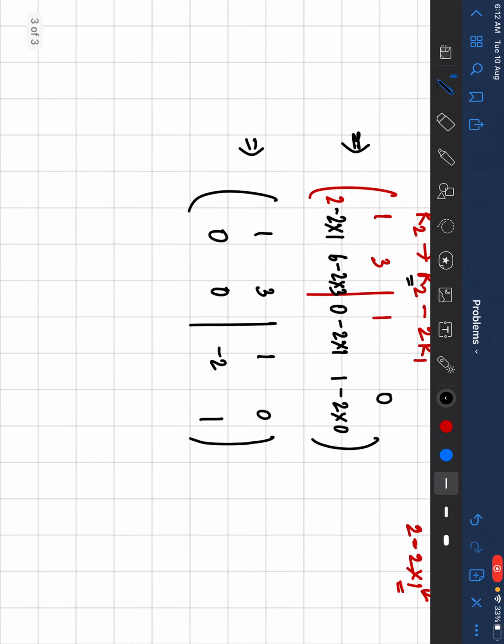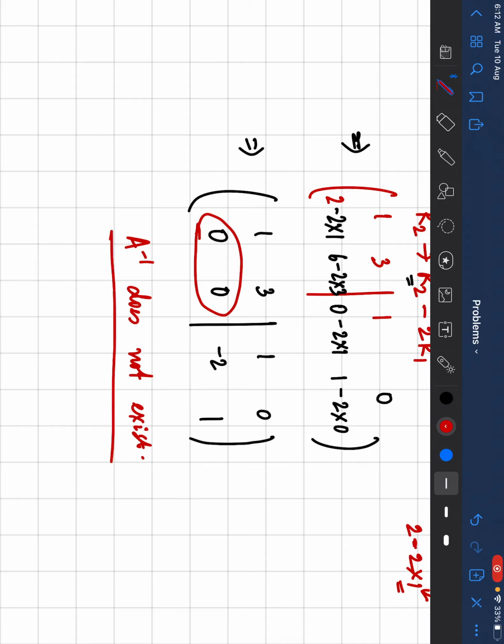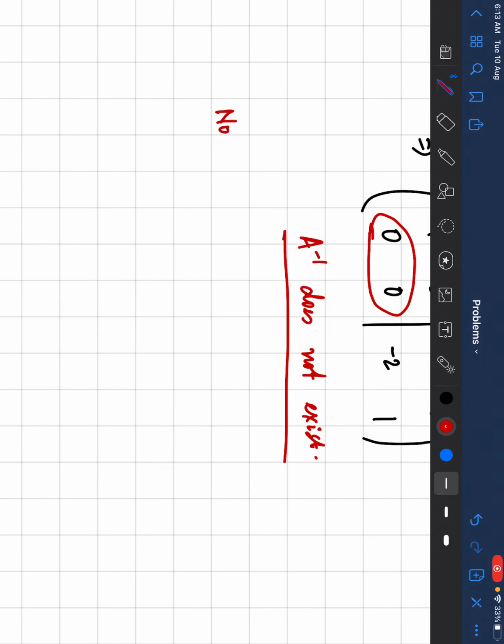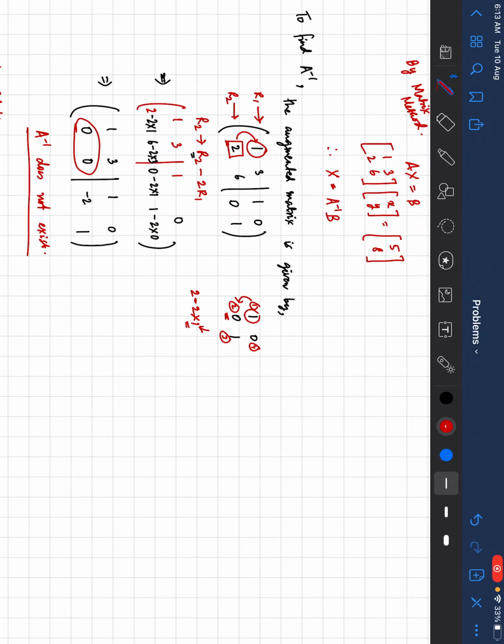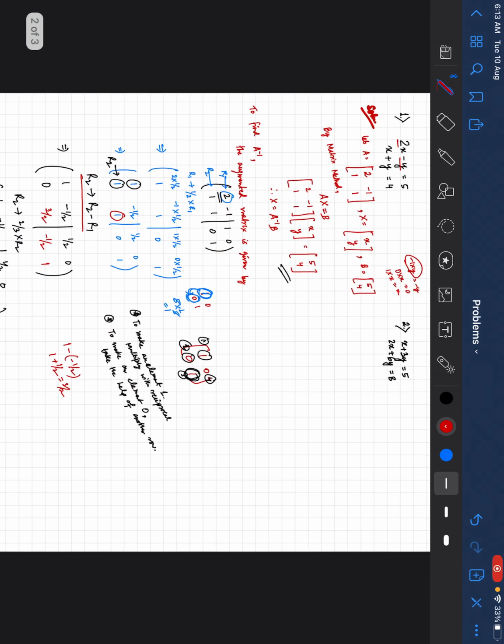So whenever you see that both the elements of a row are becoming 0, say A inverse does not exist. A inverse does not exist because both the elements of R2 become 0. We're going to write like that. And since A inverse does not exist, there is no solution. Here we cannot find any values of x and y. So we have no solution. So that's how we learned how to solve a system of linear equations.